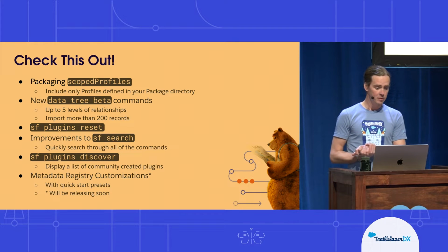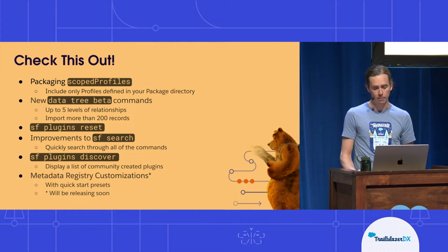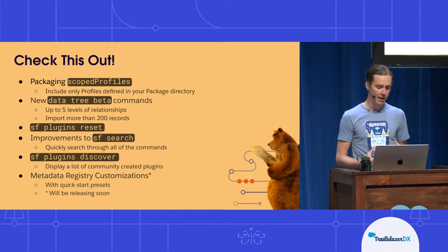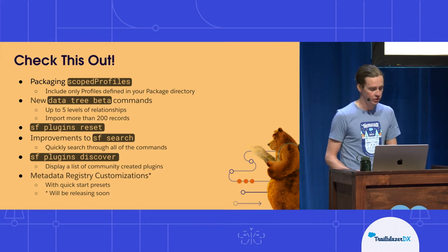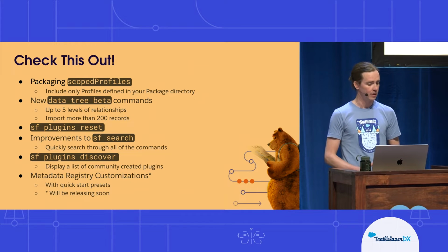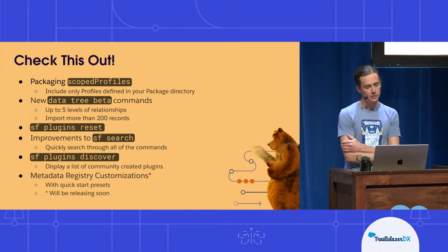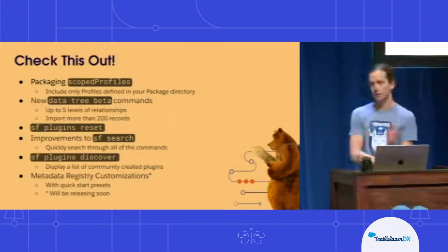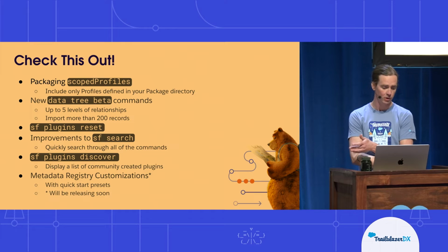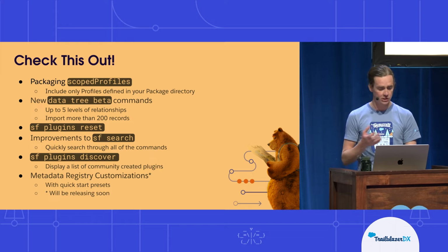With packages, we now have the ability to scope profiles. This is just a setting that you toggle inside of your SFDX project JSON so that when you're creating your package, it will scope and only include the profiles that are in your directory. Like Willie had mentioned, we have a few new data tree commands. They are being released as beta. They will be GA later this year, but they are available today. So you are able to import and export up to 5 levels of relationships. Currently, that was only 2, and now we are exporting and importing 5, which is what the API supports. You can also import more than 200 records, so we are doing some batching there just to make those imports easier.